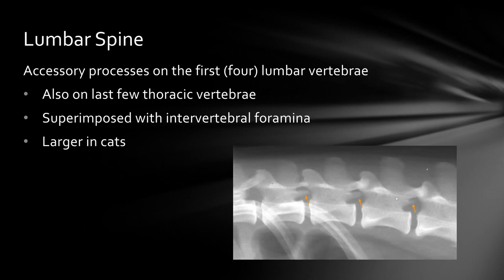These are our accessory processes, and you see that they're somewhat variable in size and shape. The major reason these are important is that they can be mistaken for abnormalities like mineralized disc material in the vertebral canal, disc extrusions, bone spurs, or spondylosis, if one is not aware that these exist. But these are normal and should be recognized as such.